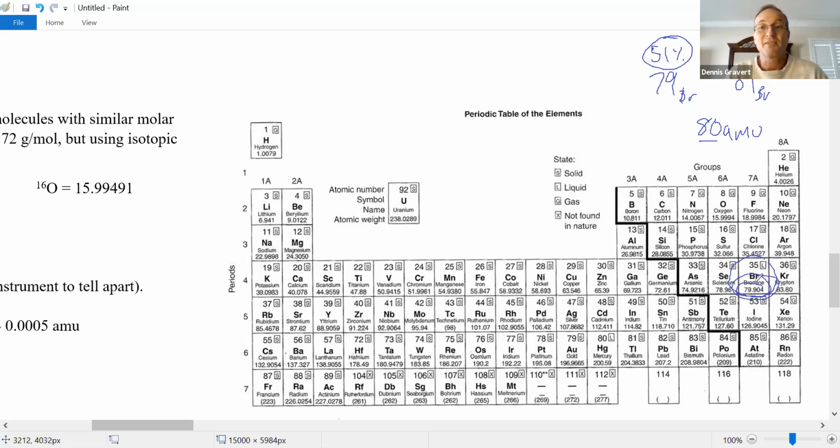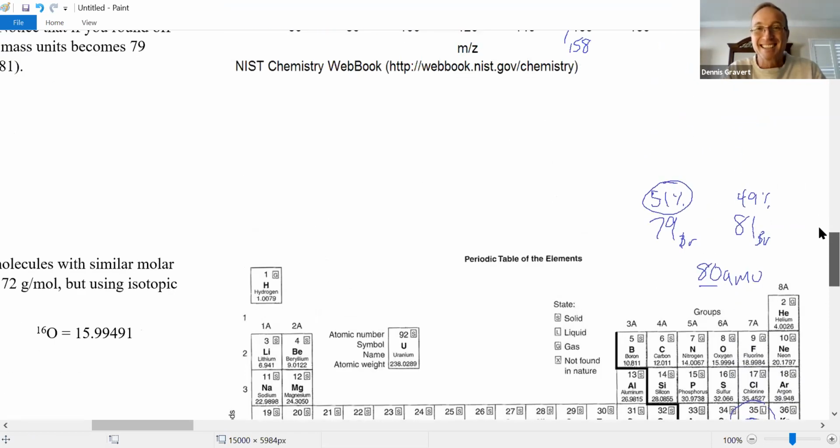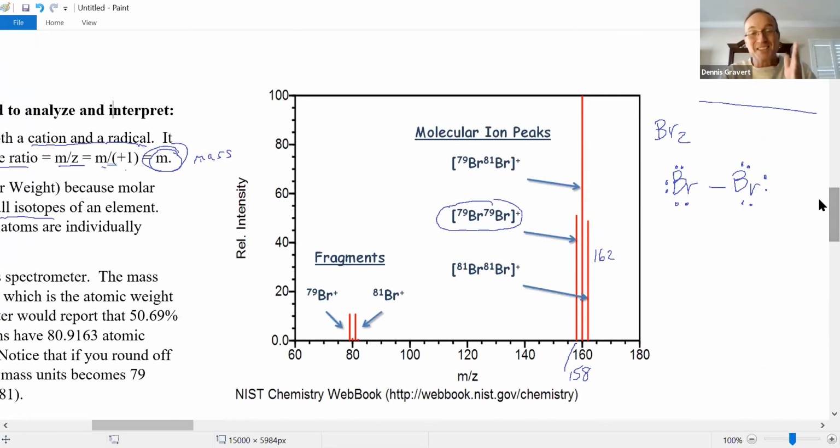This is the average of the isotopes. But the mass spectrometer is not measuring averages. It's actually counting individual bromine molecules. And sometimes when a bromine molecule shows up, it has both 79 isotopes and weighs 158. Sometimes it has one of each, weighs 160. Sometimes it has the two heavier isotopes, it weighs 162. And sometimes it falls apart.